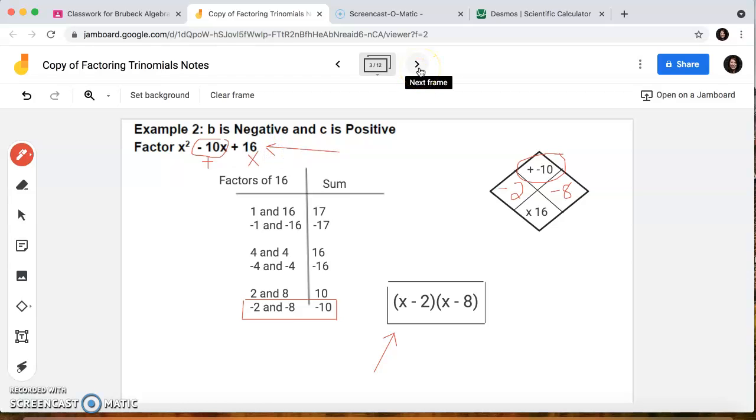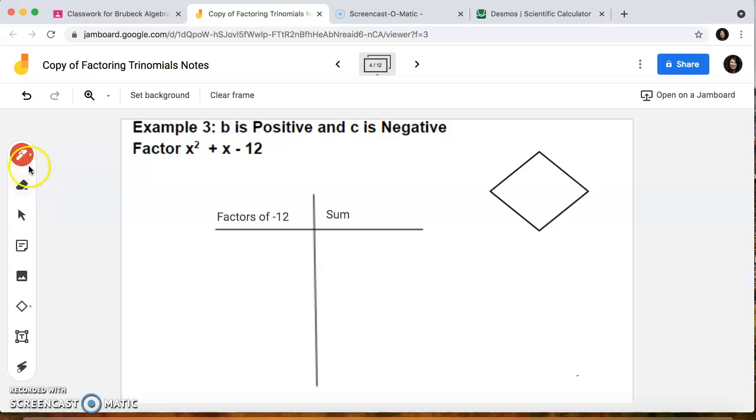Okay. So let's move on to slide 4. This time we want to find two numbers that multiply to get us -12, but add to get us a +1. So two numbers that multiply to get us -12 and add to get us a +1.